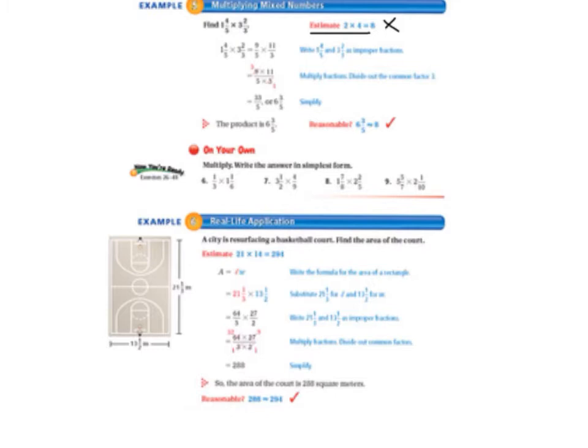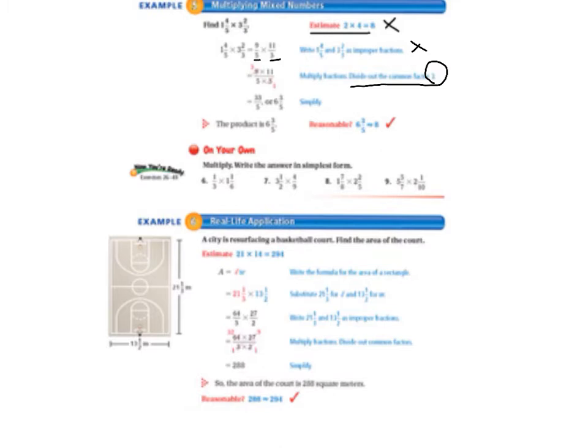And then we change both of our mixed numbers into improper fractions. So 1 4/5 becomes 9/5. 3 2/3 becomes 11/3. And then we are going to multiply our fractions, and we're going to divide out the common factor 3. So we see that 9 and 3 are common factors. So 3 goes into 9 3 times. So 3 goes into itself 1 time, so it becomes a 1, and the 9 becomes a 3 on the top.